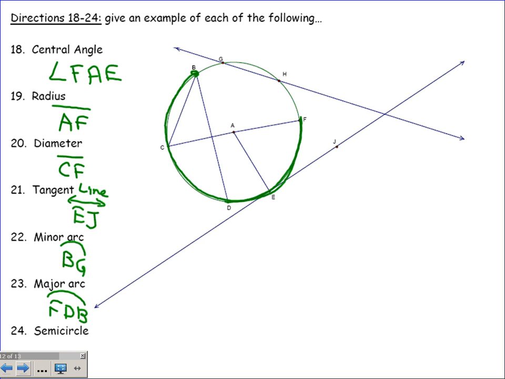Okay, semicircle. There's only 2 of them I can think of, but there's several different ways you can name them. Tyler, name me a semicircle. Three letters for a semicircle. So you're going to start at G, you're going to go C, and end up at E.